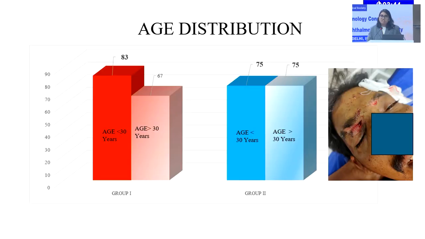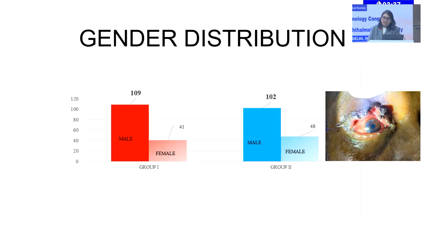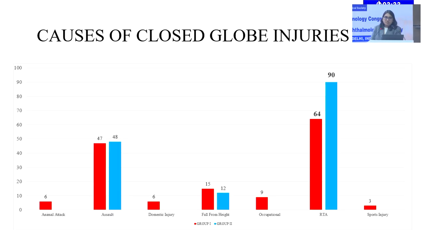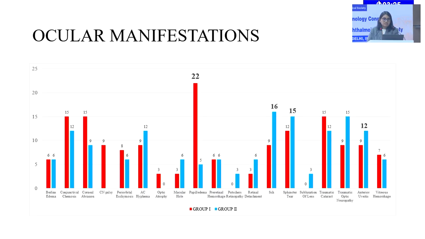Results: coming to the demographic data, the predominant age group in both group 1 and group 2 was less than 30 years, and the majority of our population was male in both the groups. This graph shows the various causes of closed globe injuries, which shows that in both group 1 and group 2 the major cause of trauma was road traffic accident. This summarizes the various ocular manifestations with which the patients presented. The highest was papilledema in group 1.